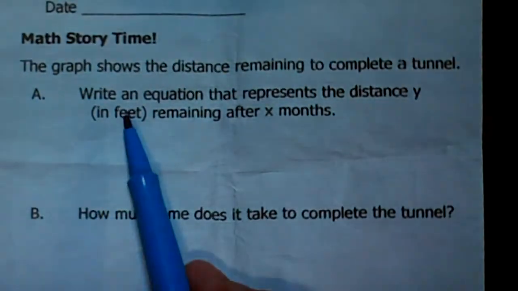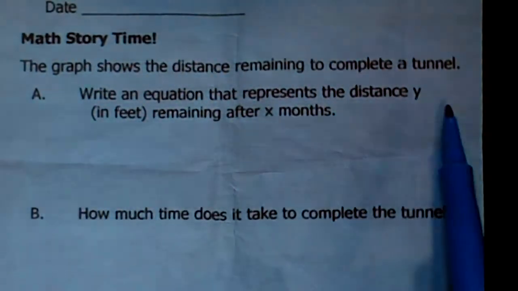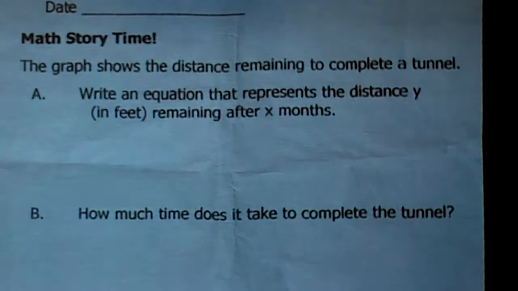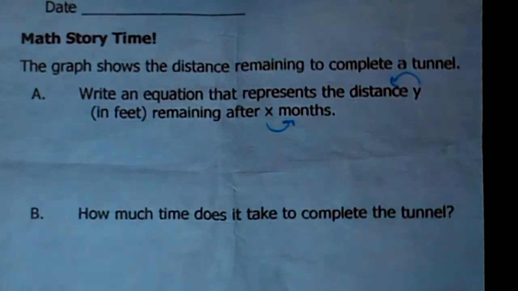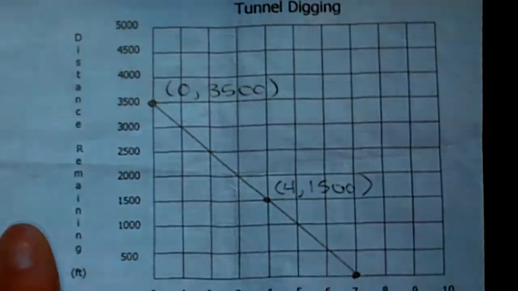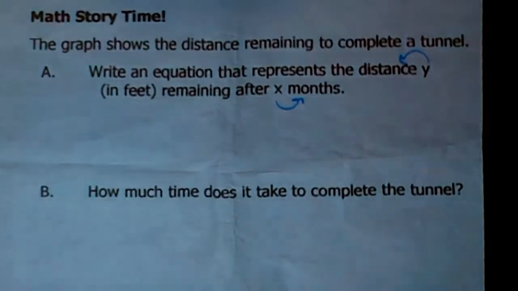Letter A says, write an equation that represents the distance y in feet remaining after x months. So I know that y represents distance and x represents months. We're also going to answer how much time it takes to complete the tunnel. And again, the graph that we're referring to is this one here that you can see on your paper. So I'm going to scooch mine back up. So it says to write an equation.